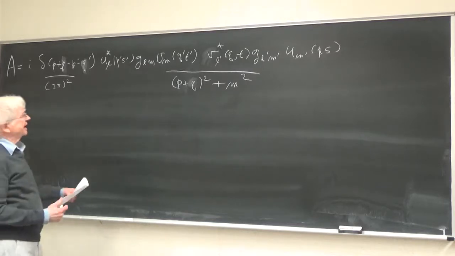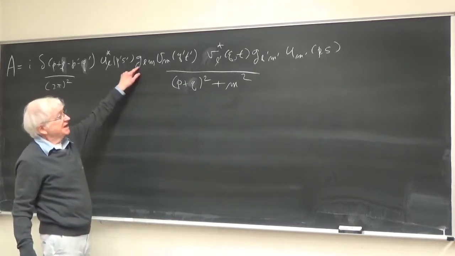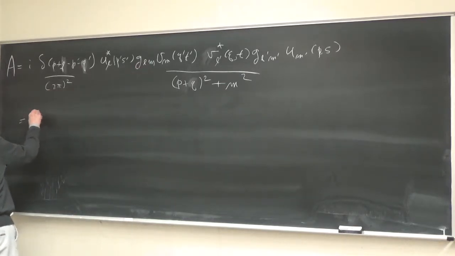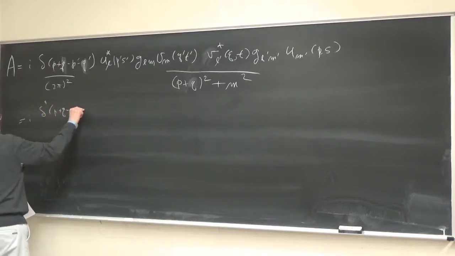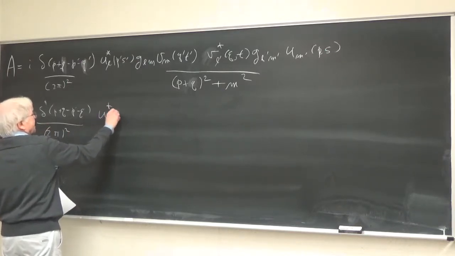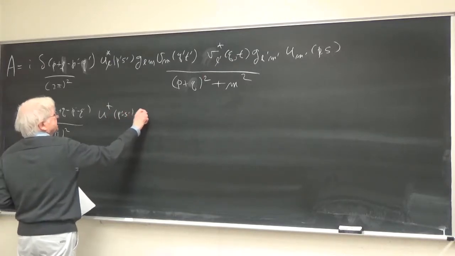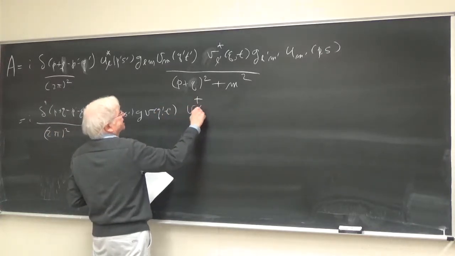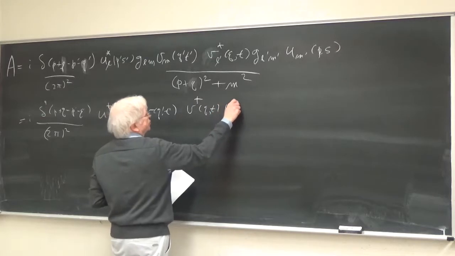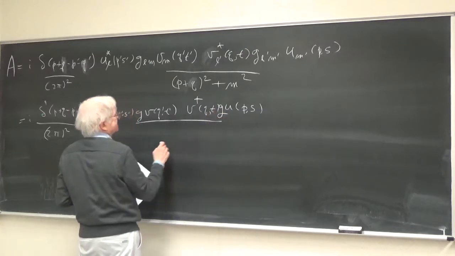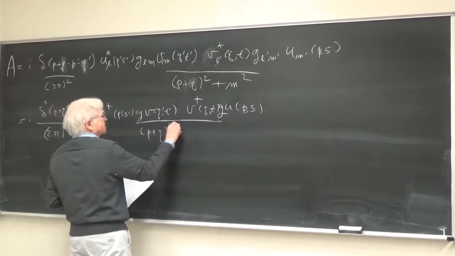Notice that the indices work out in such a way that we can use matrix notation. So what we have here is i δ⁴(p + q − p′ − q′) / (2π)², ū(p′, s′) γ v(q′, t′) v̄(q, t) γ u(p, s), over (p + q)² + m². That's the important thing.